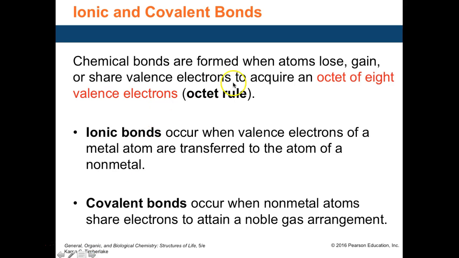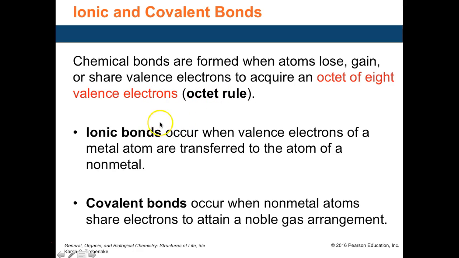Chemical bonds, ionic bonds, are formed when an atom loses or gains electrons, and a covalent bond is formed by sharing of valence electrons. Only the valence electrons are involved in bonding, and valence electrons are the electrons in the outermost valence shell, the outermost energy level. The goal is either to lose or gain valence electrons in order to obtain an octet. An octet means 8 valence electrons. This is called the octet rule.